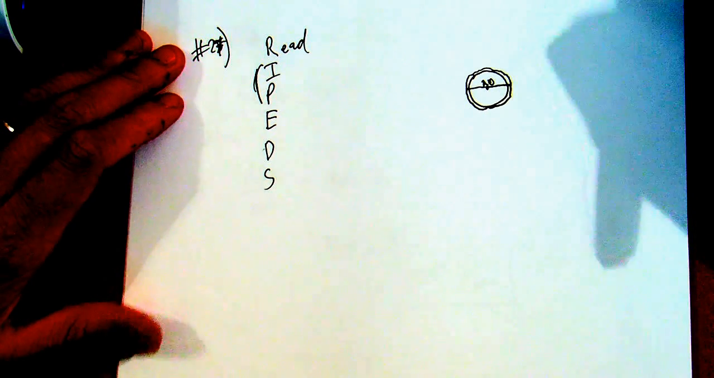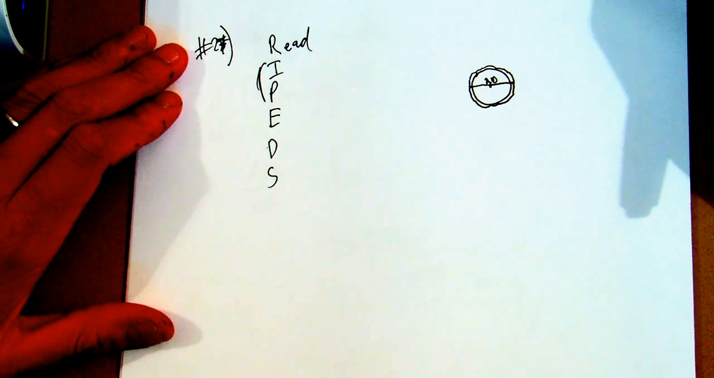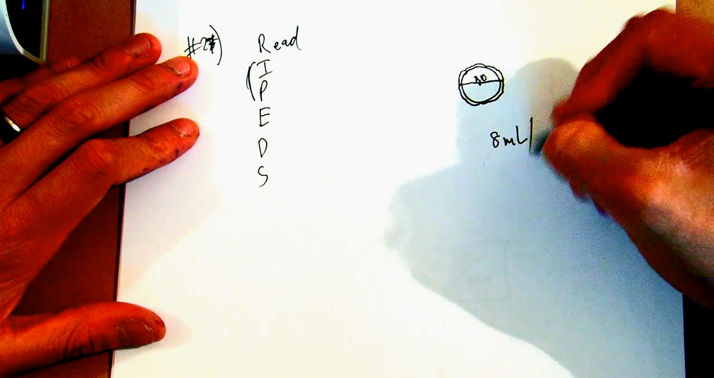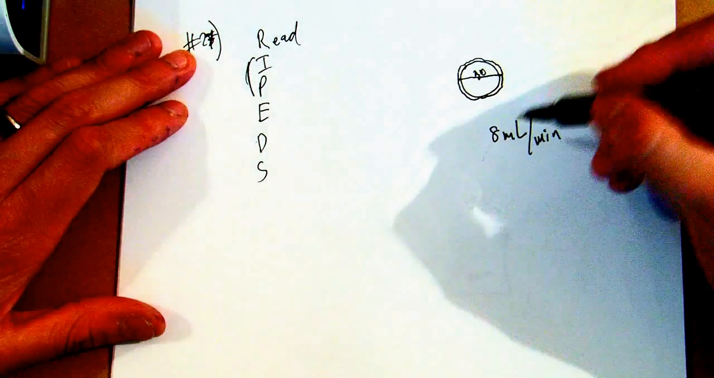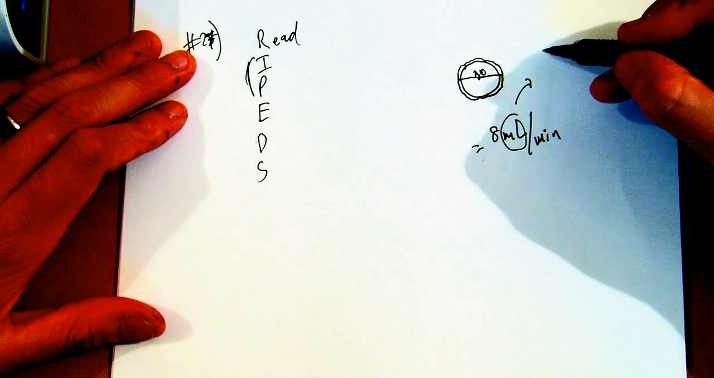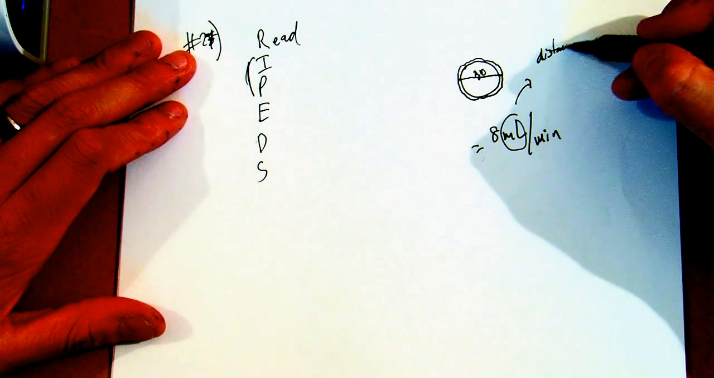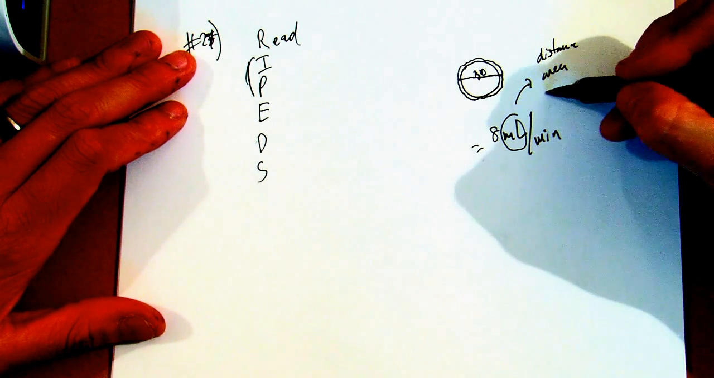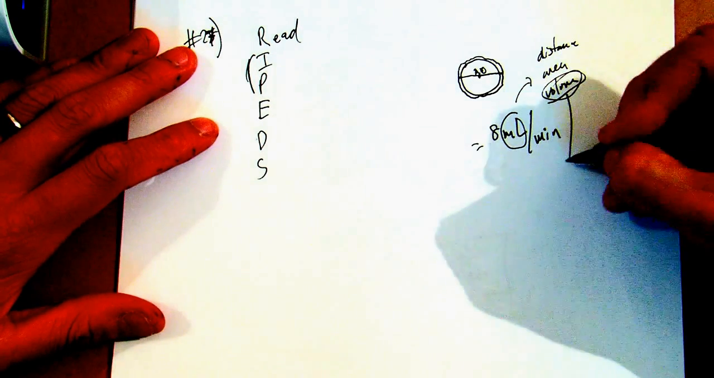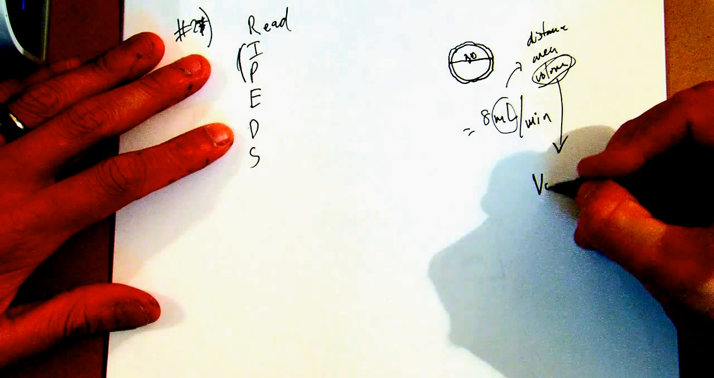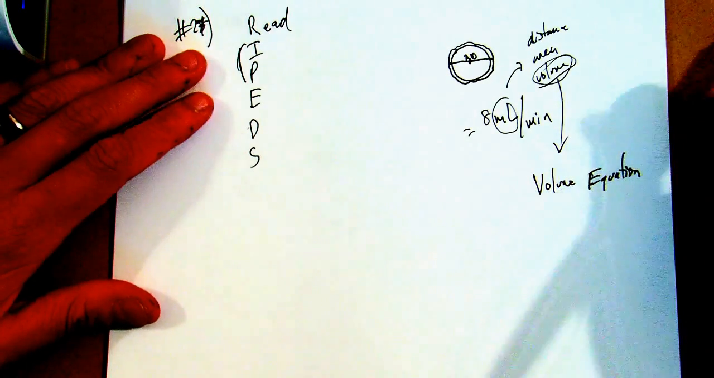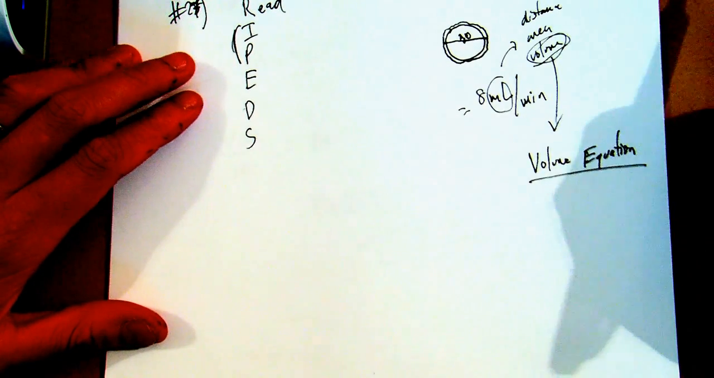So what do we know about this problem in number 27? The rate is 8 milliliters per minute. If you notice, milliliters is what? Is that a distance? Is that an area? Or is that a volume? So it's a volume, so you know you're going to need a volume equation, right? That's for sure. So now what kind of shape is this here?